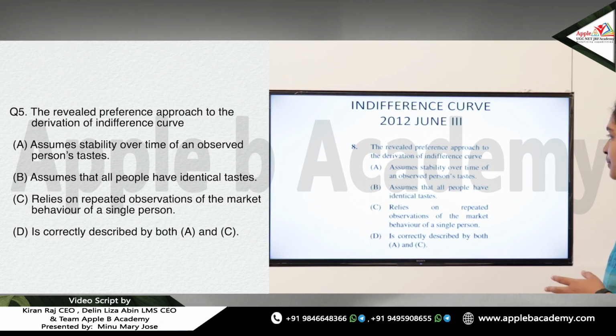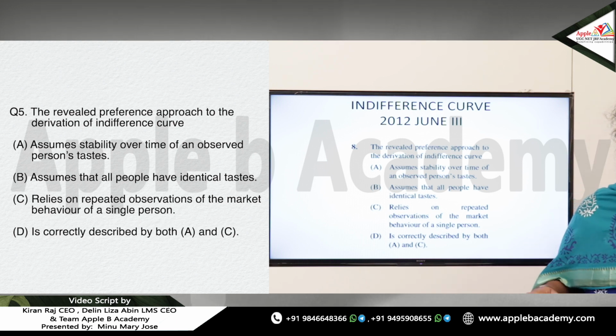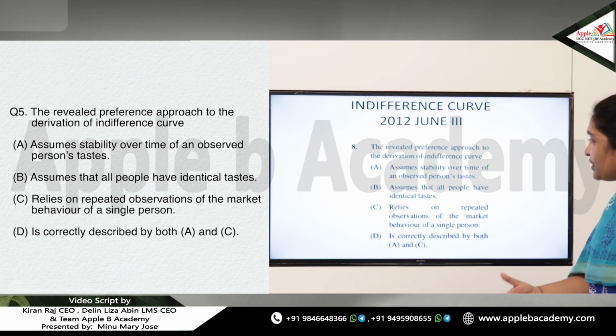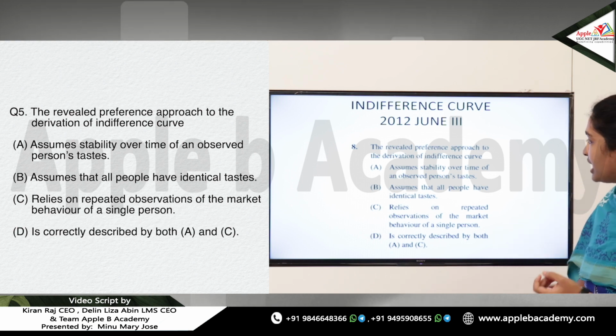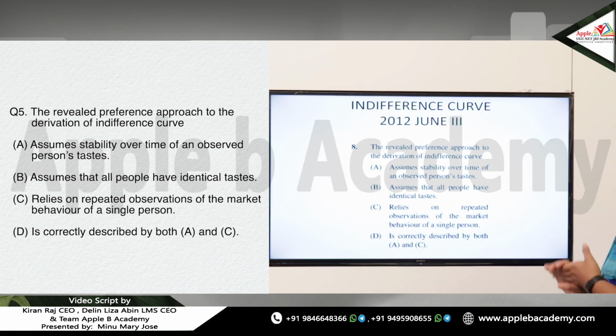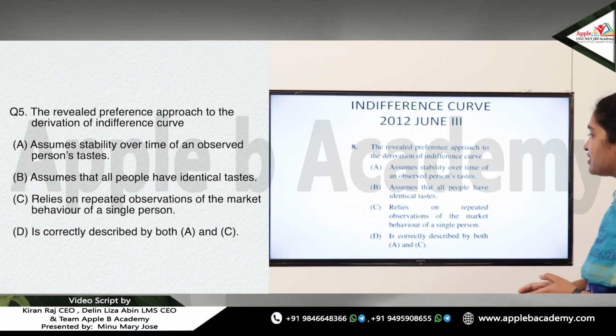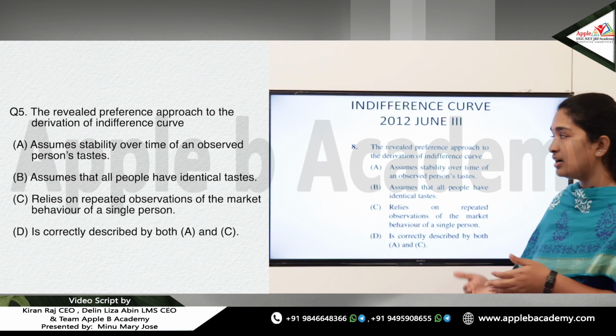The indifference curve analysis, we have already discussed in the previous video, was followed by certain assumptions, based on which the indifference curve theory holds its stand. This is directly based on those assumptions. The first one is assumed stability over time of an observed person's taste. The taste and preferences of each consumer should be stable over time, and only then the idea of indifference curve theory would be exact.